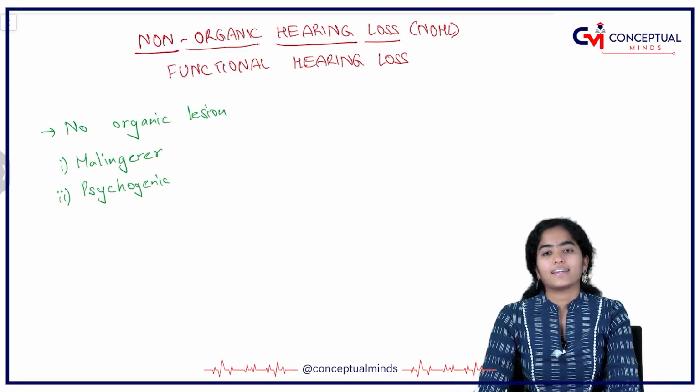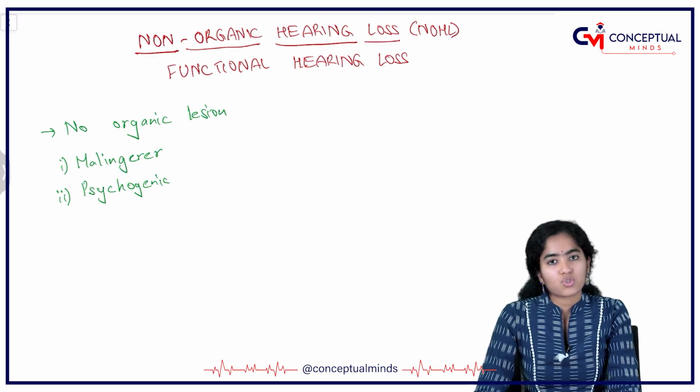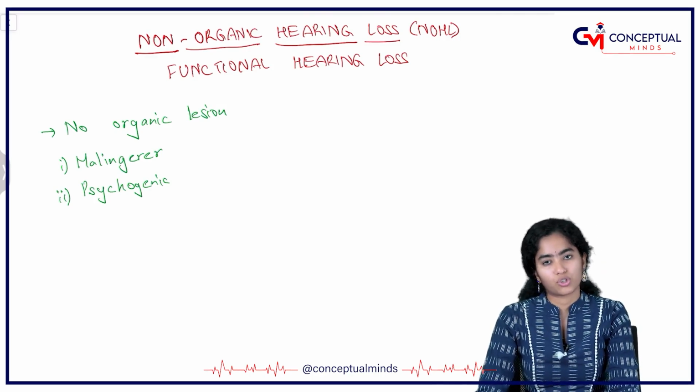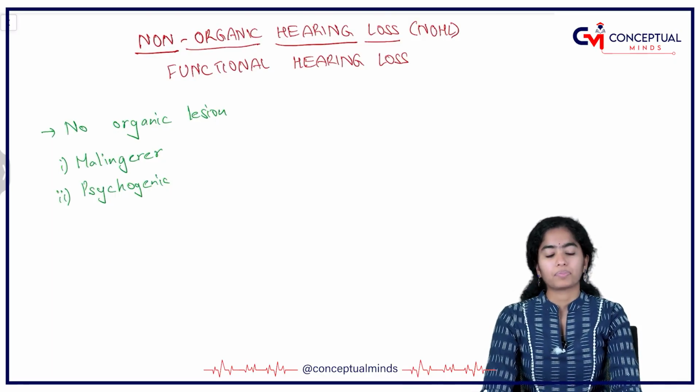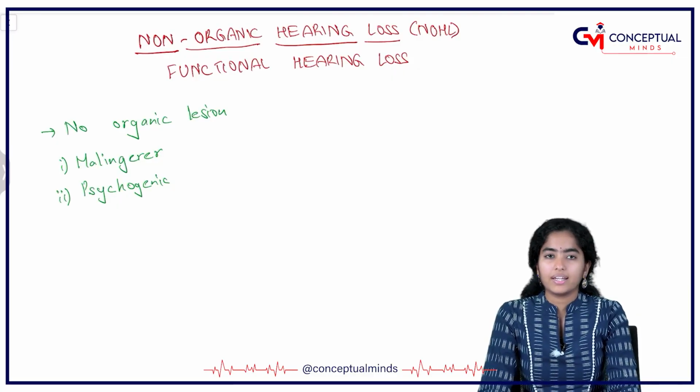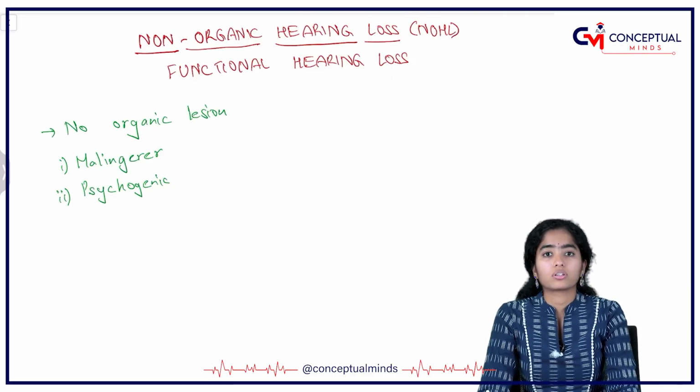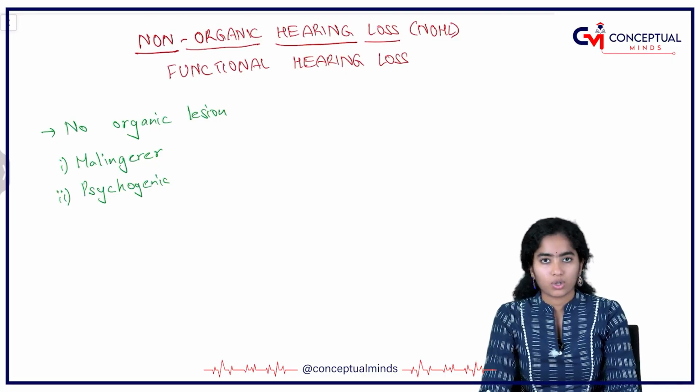Generally, psychiatric problems cannot be demonstrated anatomically or physiologically. No lesion can be demonstrated in psychological problems. But in non-organic hearing loss, it is mostly a malingerer. Very rarely we find a psychogenic patient who complains of hearing loss. Usually it is a malingerer. Why do people feign deafness?